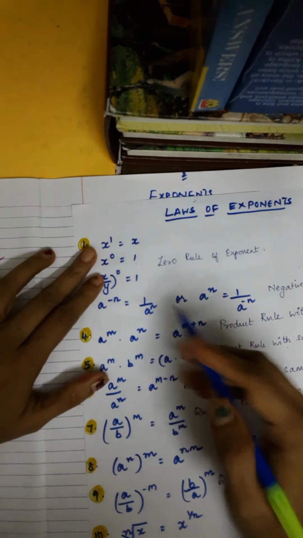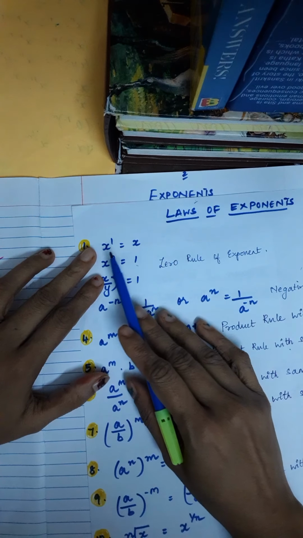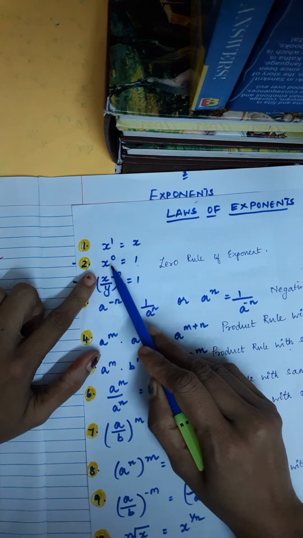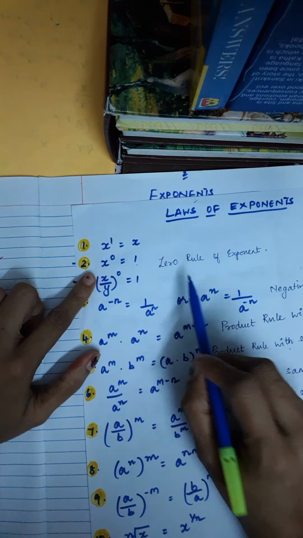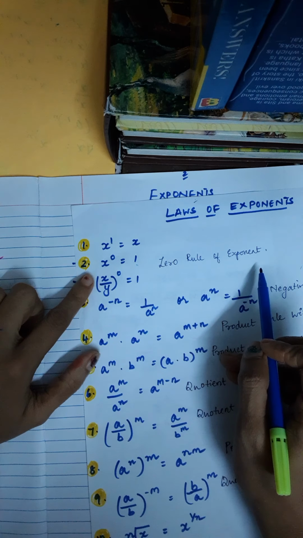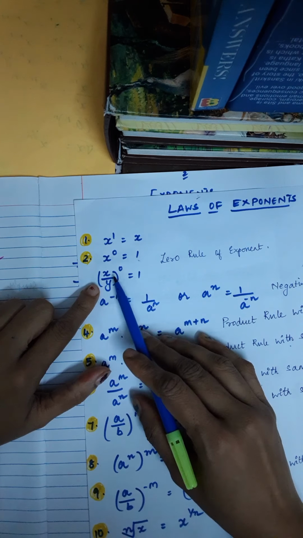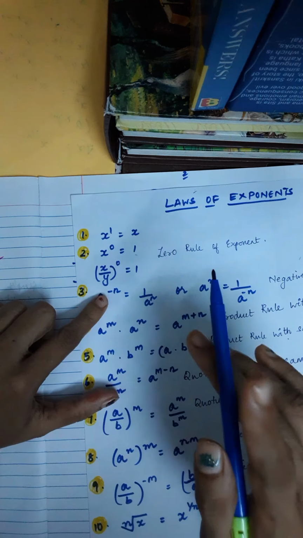Number 1: x to the power 1 is always x. Anything raised to the power 1 is itself. X to the power 0: anything to the power 0 will be 1. This is called the zero rule of exponents. Anything to the power 0, even a rational number or fraction, is 1. So x by y to the power 0 is 1 again.